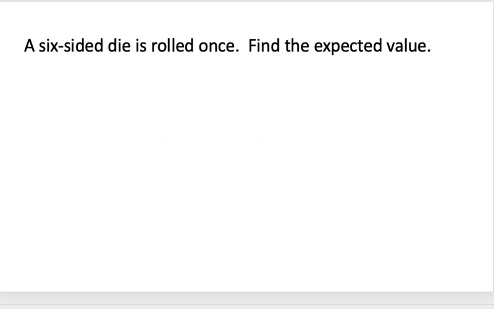This is Bob Capetta, and this lesson is on expected value. A six-sided die is rolled once, find the expected value.